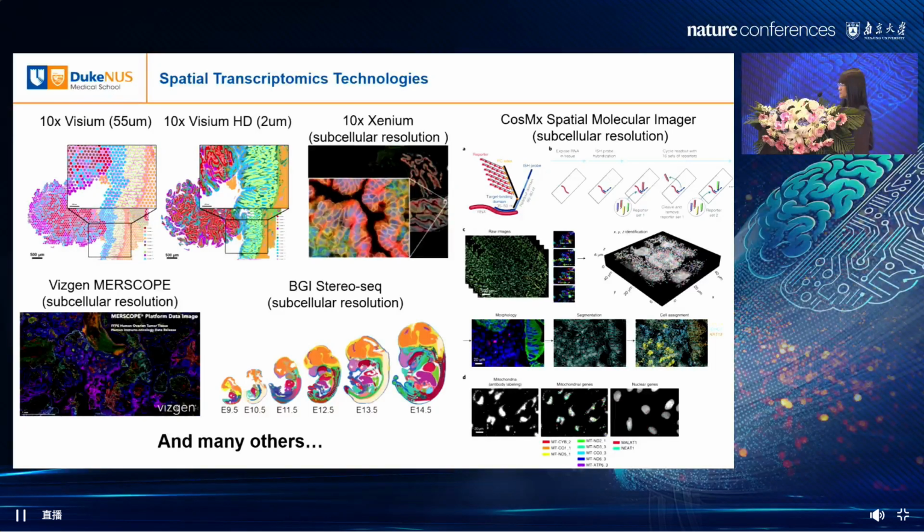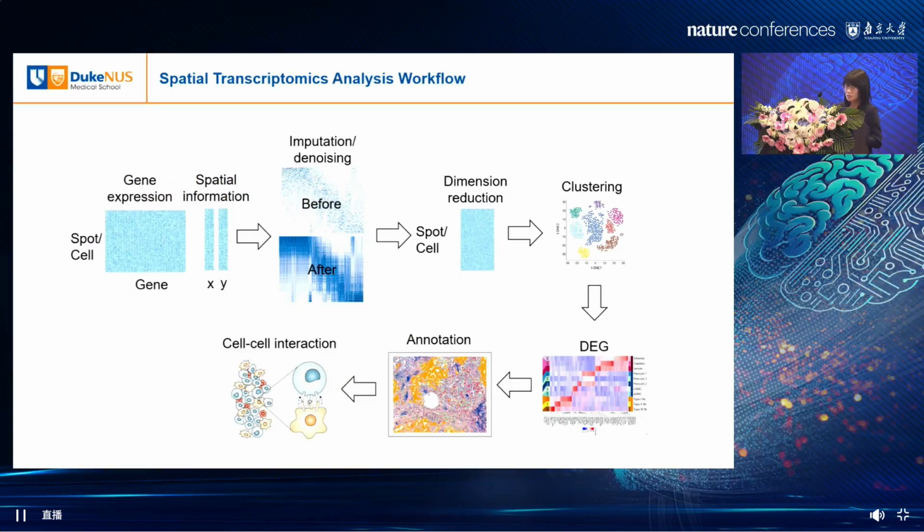With all these data, we require very precise cell segmentation to assign the molecules to the correct cells. Lastly, we have the Stereo-seq technology developed by BGI, which is sequencing-based, untargeted, and also provides a subcellular resolution. So with all these data generated by spatial transcriptomic technologies, the real bottleneck or challenge lies in the data analysis.